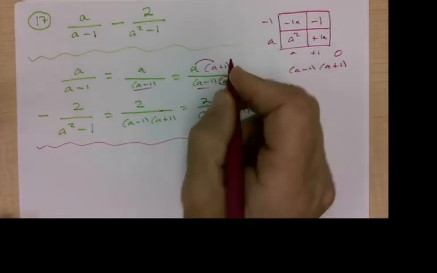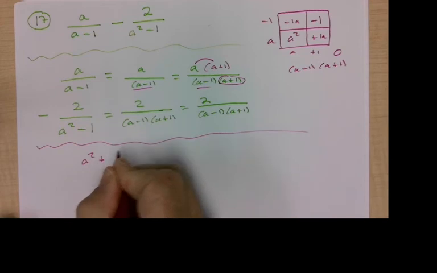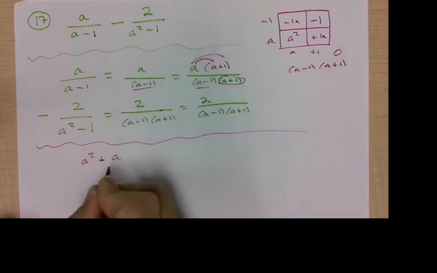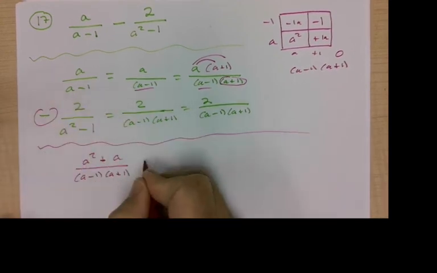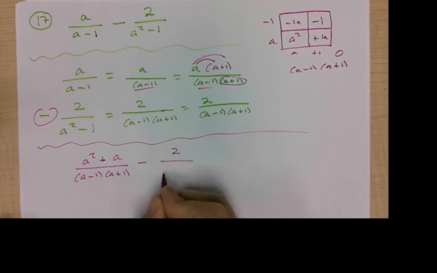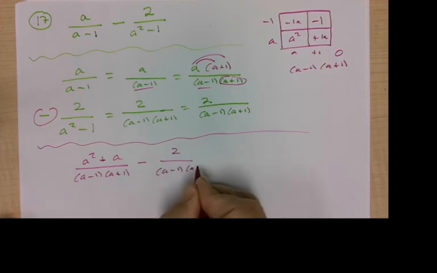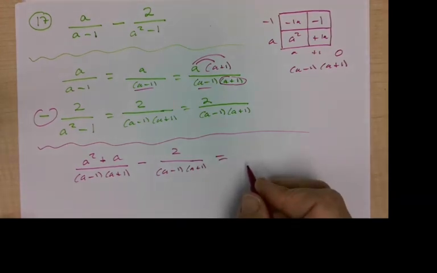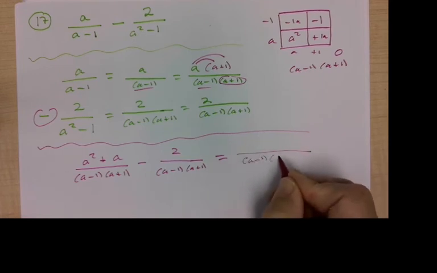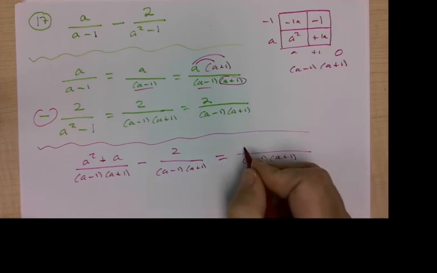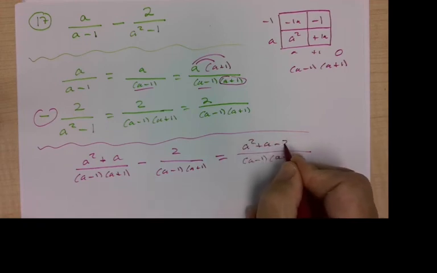a times a is a², plus a times 1 is a, over (a - 1)(a + 1), minus 2 over (a - 1)(a + 1). So we have a common denominator. We can write it over that single denominator. And what do we get? (a² + a - 2) over (a - 1)(a + 1).